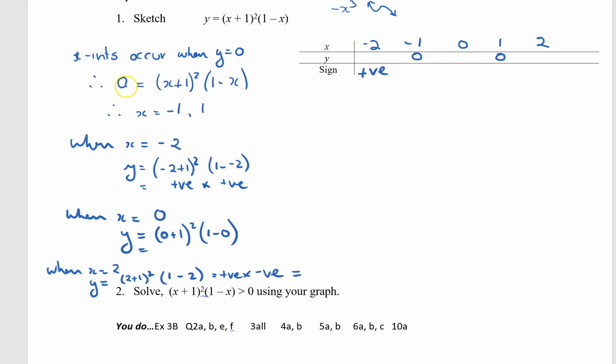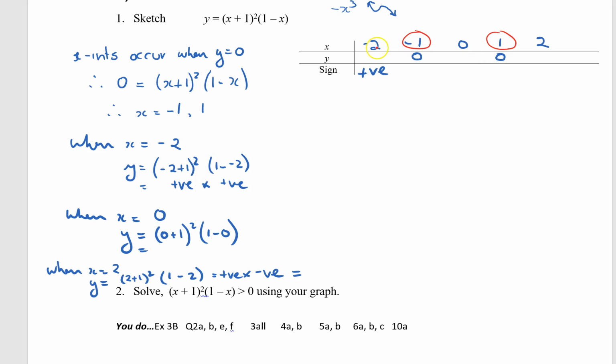Thinking about how we'll get a 0, well, this bracket could be 0, and for that bracket to be 0, we'd have x is minus 1, or this bracket might be 0 and x is 1. So we just have two possible intercepts. You can see I've put those into our table here at minus 1 and 1. Now, the idea of the sign aspect to this exercise is that we're going to look at the sign of the function around these x-intercepts.